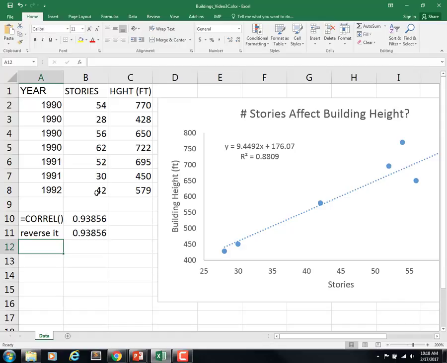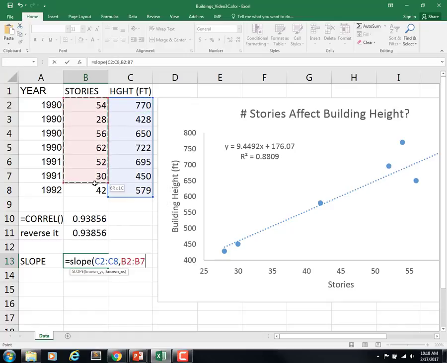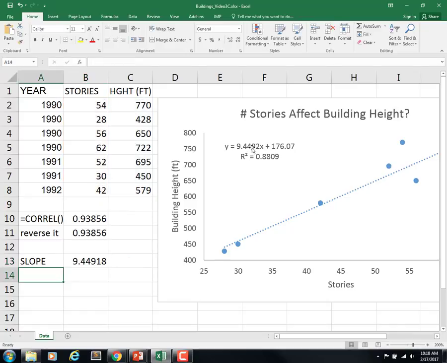The other thing we can do here is we can find the slope of the line using slope, and it wants the y's first, known y, see that little tooltip, and then the x's, and it better come up to be about 9.5, 9.44918, right, which is that one's rounded a little bit.